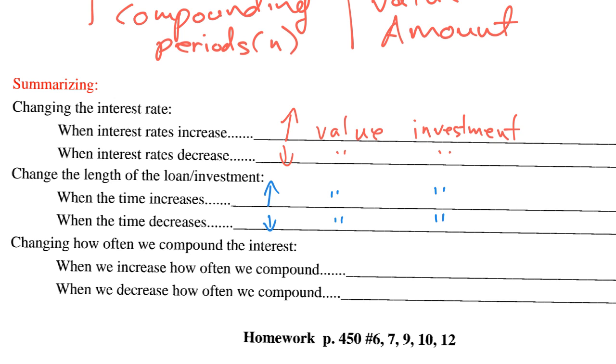When we increase how often we compound, that means the value increases. And then finally, if we decrease the number of compoundings, remember, we went from 15 all the way up to 700-something, when we had a lower N value, that just decreased the value of the investment.